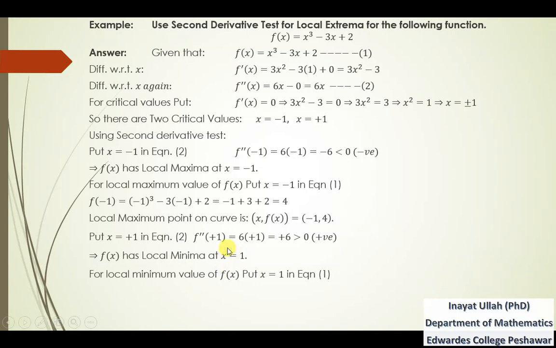Now what is that local minimum? Put this x equal to 1 in the given function to get the minimum value of the function, 0 at x equal to 1. So the local minimum point on the curve is x comma f of x, which is 1 comma 0.